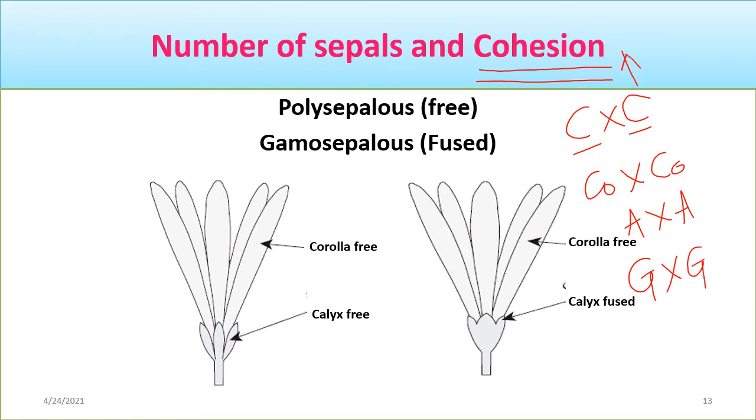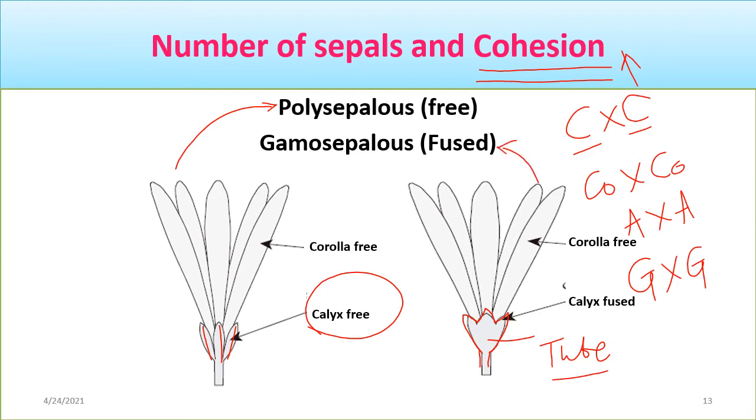Cohesion. If you look into this, this is one sepal, this is another sepal, and this is another sepal. These are free, so they are called polysepalous. If you look here, such separate sepals are absent. They are fused together and they have formed a tube-like structure. So due to this fusion, this is called gamosepalous. So this is called cohesion.